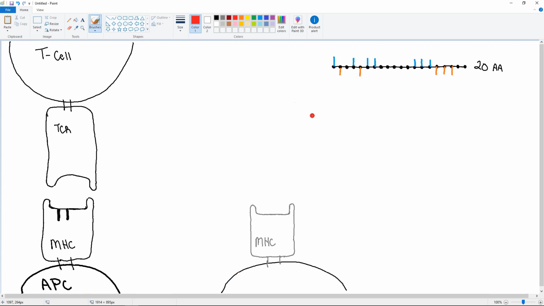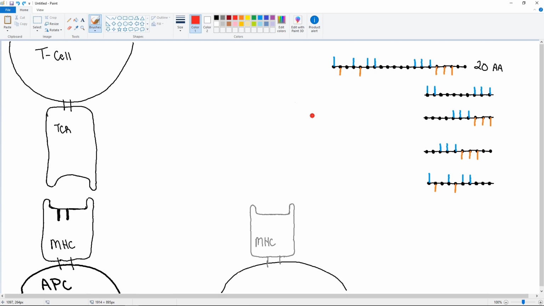Okay, so what I've done is I've taken this 20 amino acid protein and I've broken it down into 4 potential fragments. And you can see these 4 potential fragments match up with bits of that 20 amino acid cartoon that I have. Okay, and so in our body, the only fragments that actually get loaded onto the MHC are those that match the binding sites of the MHC molecule.